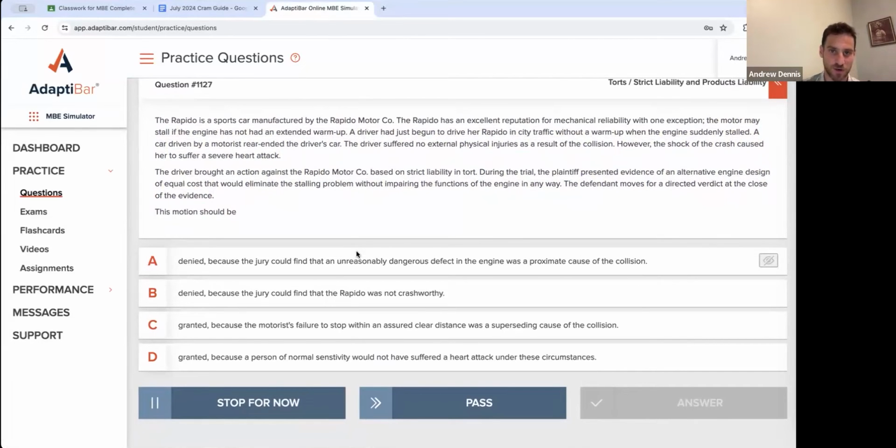Okay, so the motorist, the Rapido. The R is a sports car manufactured by the R Motor Company. The R has an excellent reputation for mechanical reliability, with one exception. The motor may stall if the engine has not had an extended warm-up.